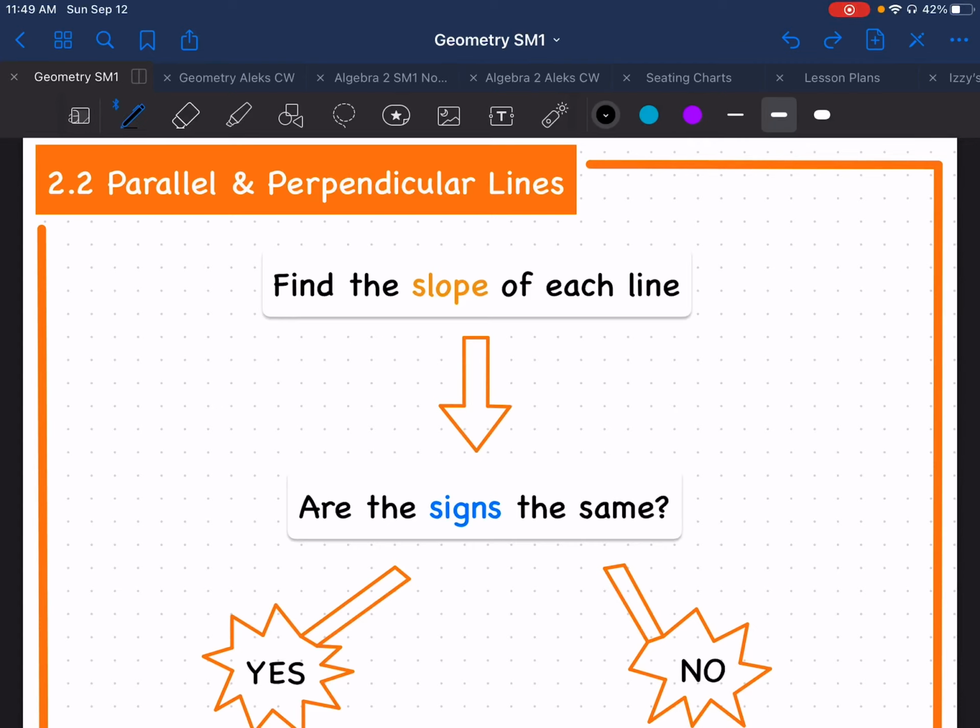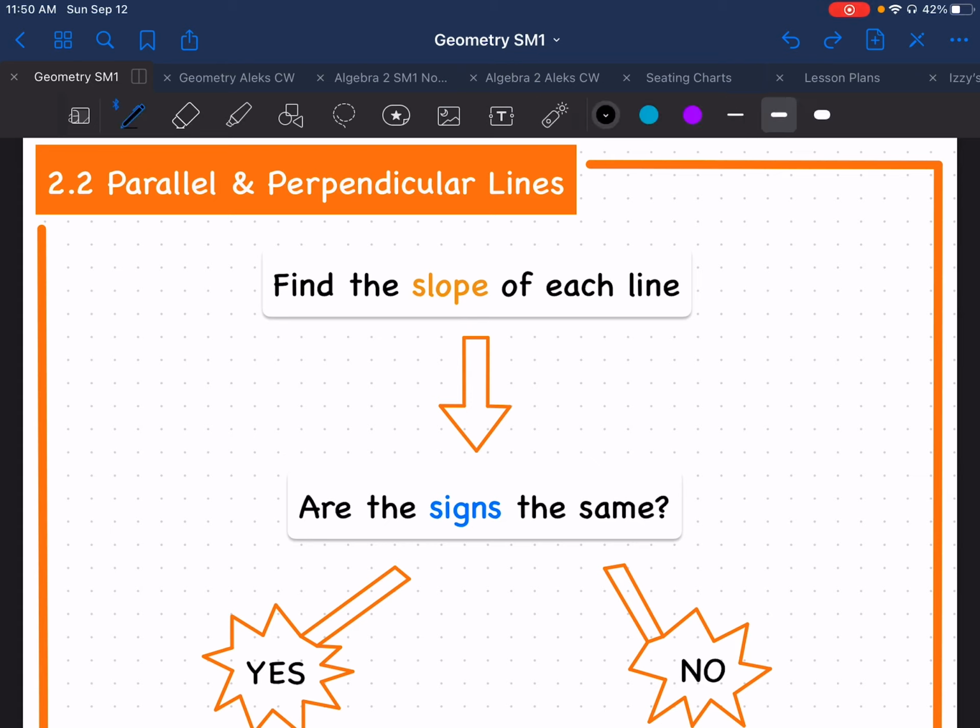Today's lesson is 2.2, Parallel and Perpendicular Lines. In today's lesson, we're going to talk about if two lines are parallel to each other or if they're perpendicular to each other. To do this, we are going to identify their slopes. So the first thing that you need to do is find the slope of each line.